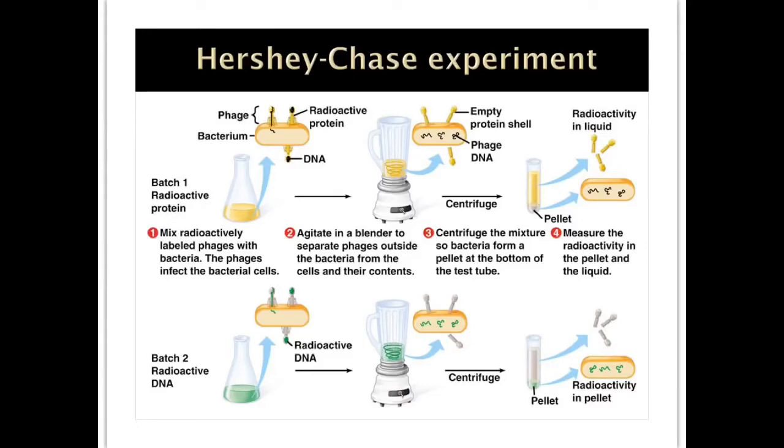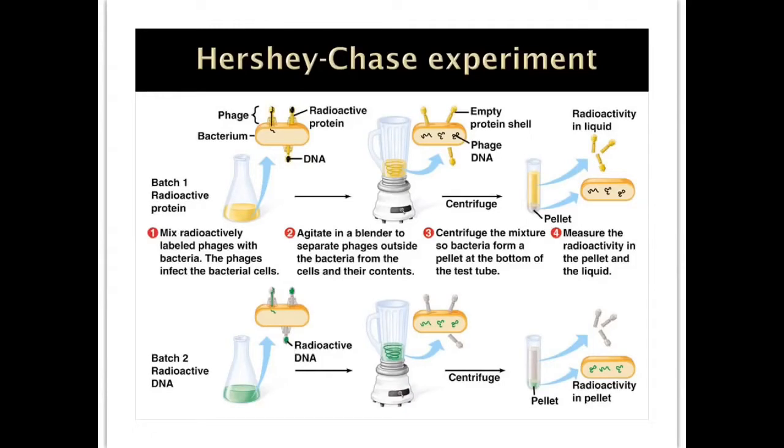So what they did is they made two different batches of these bacteriophage viruses. Batch 1, they radioactively labeled the protein. Remember, with radioactivity, you can detect where it ends up. Batch 2, they radioactively labeled the DNA. Then they mixed these radioactively labeled phages with bacteria, and the phages infected the bacterial cells. Step 2 is that they put this solution in a blender and agitated it, and what this did was separate the phages outside of the bacteria from the bacterial cells.